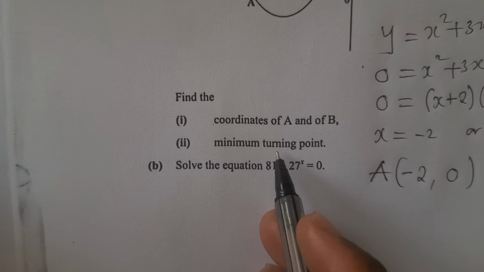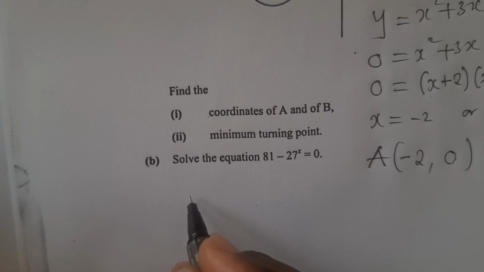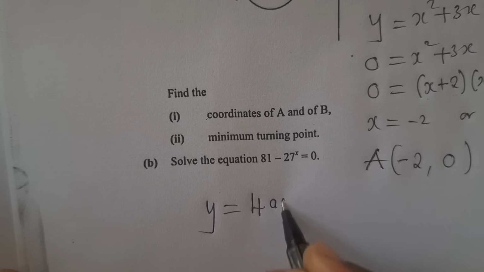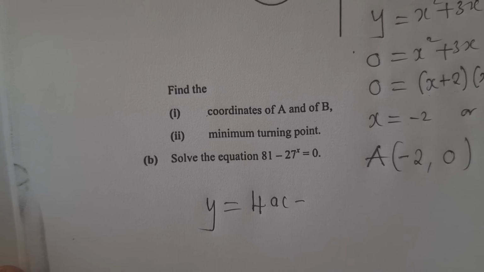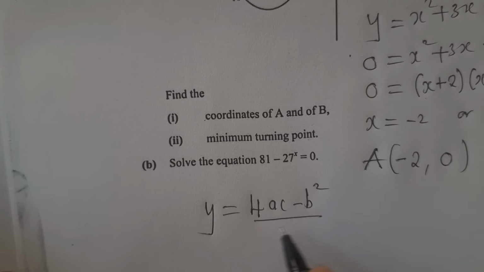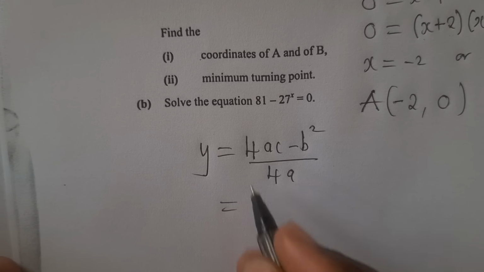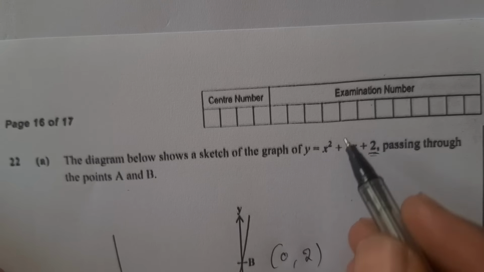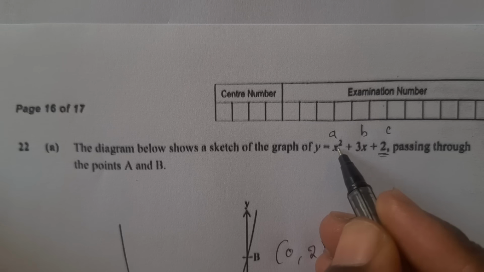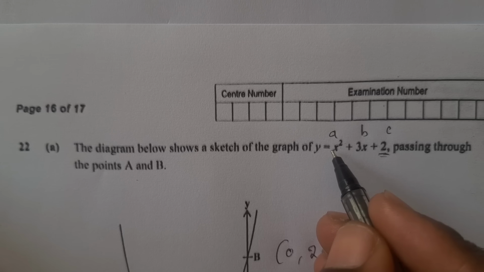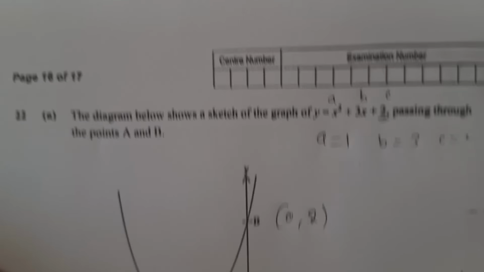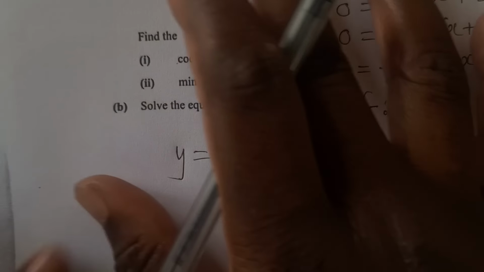They are saying minimum turning point. That's what we want. For minimum turning point, use the formula y is equal to 4ac minus b squared over 4a. So what is our a? When you look at this quadratic equation or the graph here, this is our a, b, and c. The number in front of x squared, the coefficient, that's our a. So our a is 1, our b is 3, our c is 2. So we can plug in.